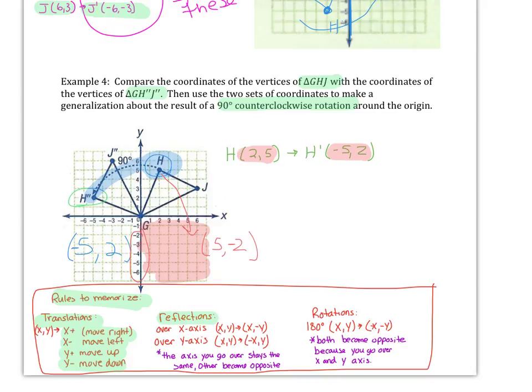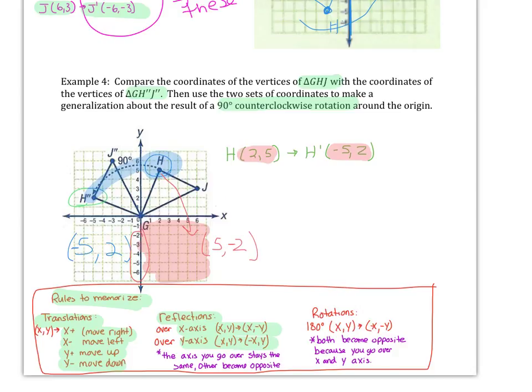Two rules for reflections. If you reflect over the x-axis, here's your rule. You start with (x, y), and it becomes (x, -y), meaning x stays the same, y becomes the opposite. Reflect over the y-axis. Your rule is (x, y) becomes (-x, y), which means x becomes the opposite, y stays the same. And in purple, just a reminder: the axis you go over stays the same. The other one becomes the opposite.